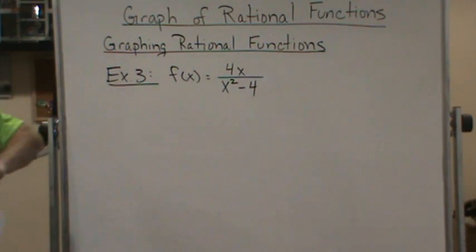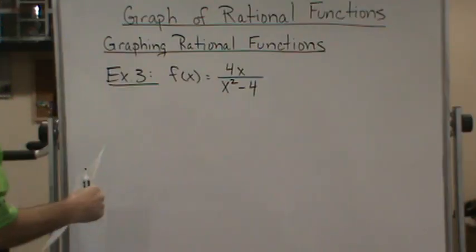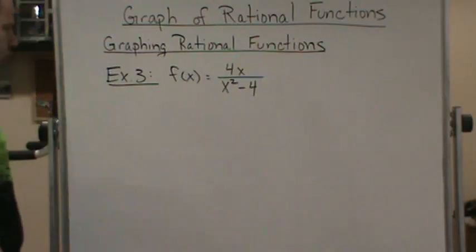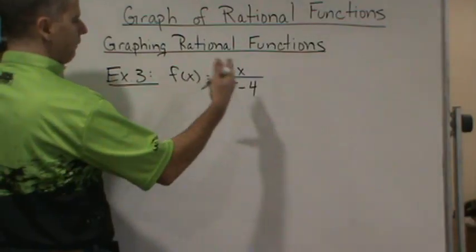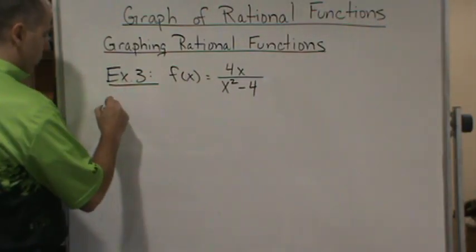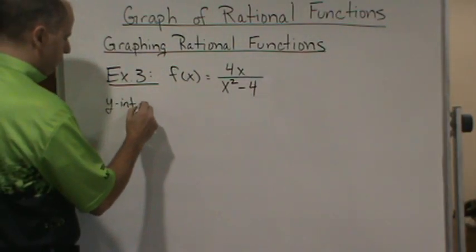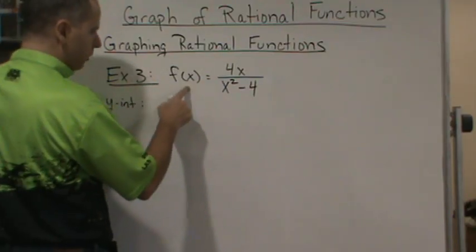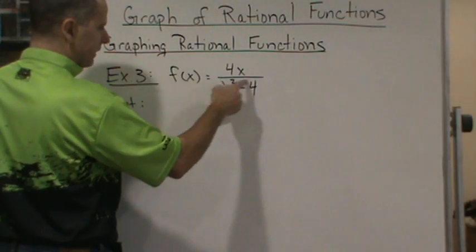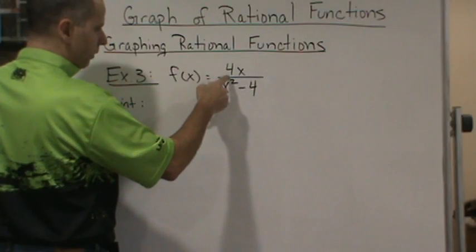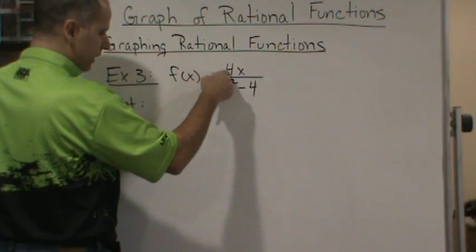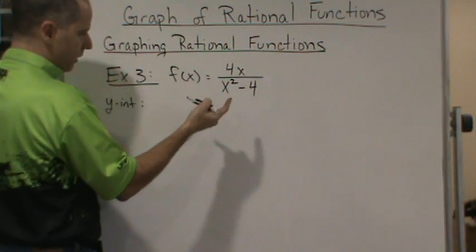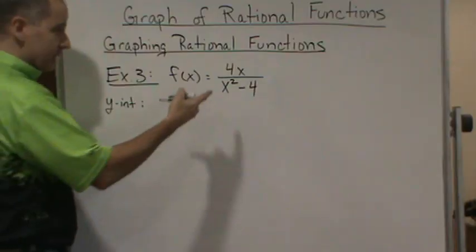Example number 3, let's go through and graph this. Again, the first thing we're going to look at is the y- and x-intercepts. Y-intercepts are f of 0. So when we're looking at y-intercepts, we look at f of 0. That means we look for values of x that will make the numerator 0. In this case, the only value of x that will make it 0 is 0.